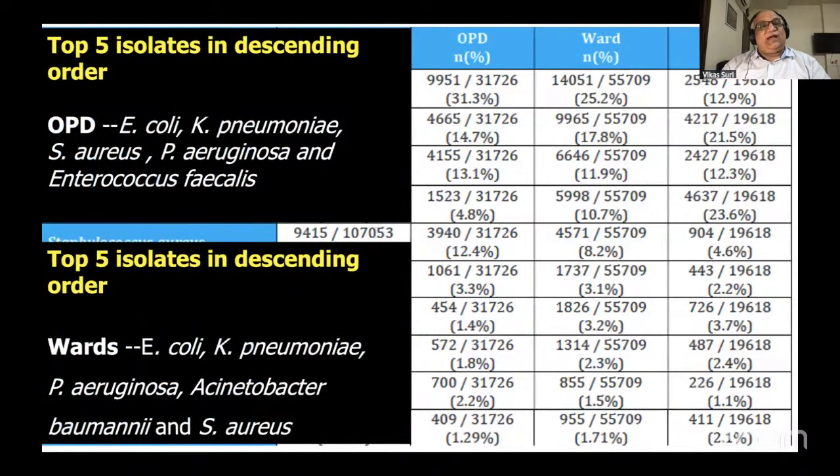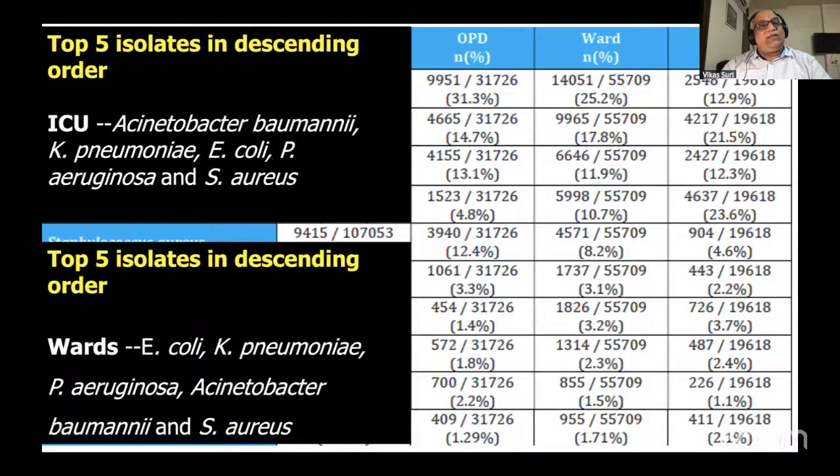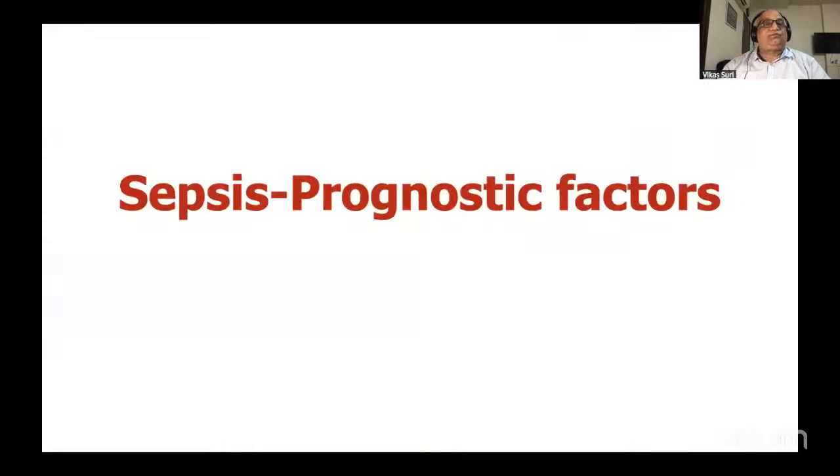And the top 5 isolate organisms in the wards were E. coli and Klebsiella, while in the ICUs the most common isolates were Acinetobacter, Klebsiella, E. coli, Pseudomonas and Staph aureus.